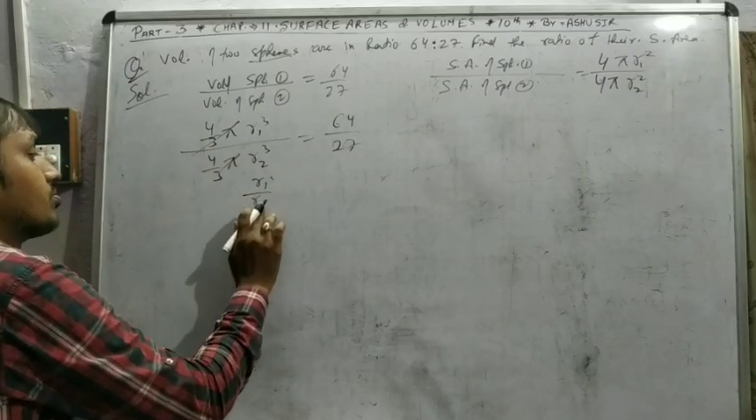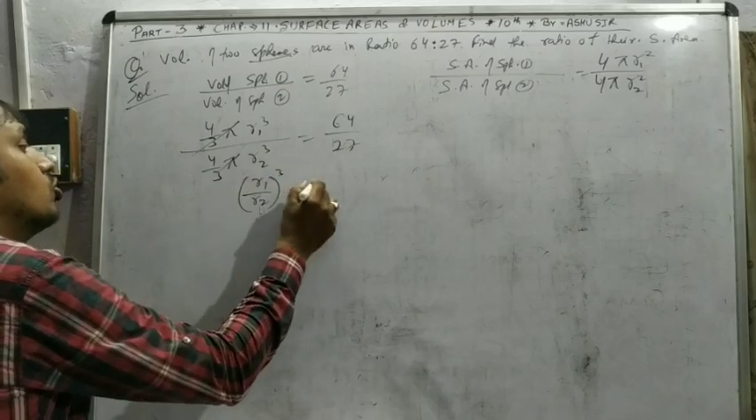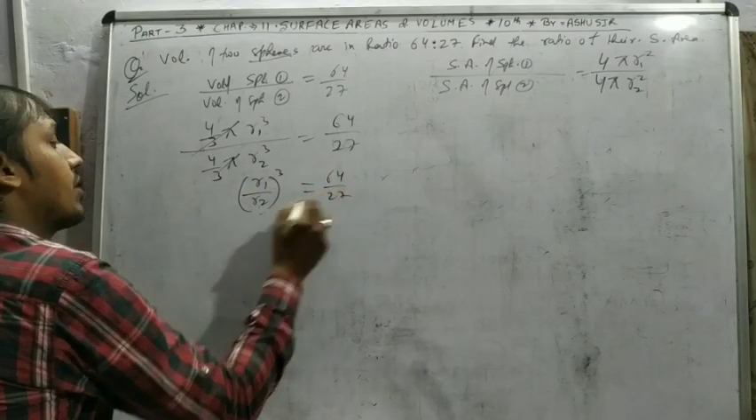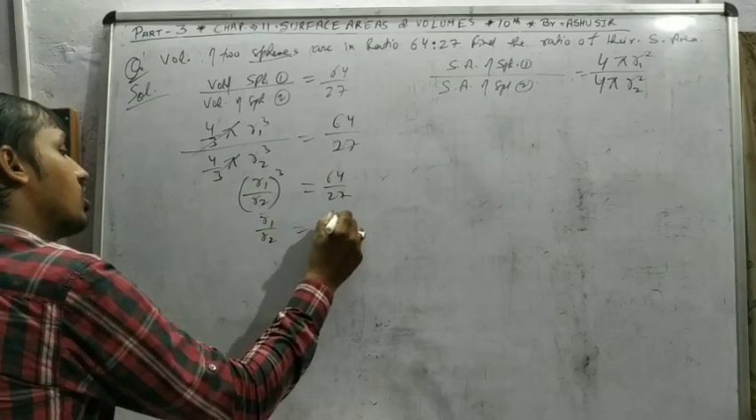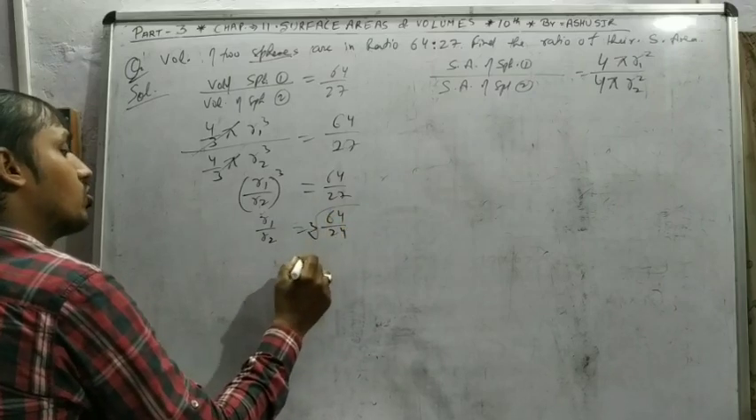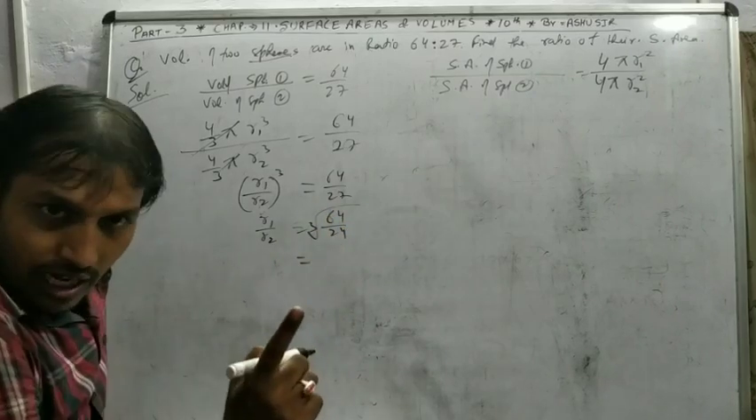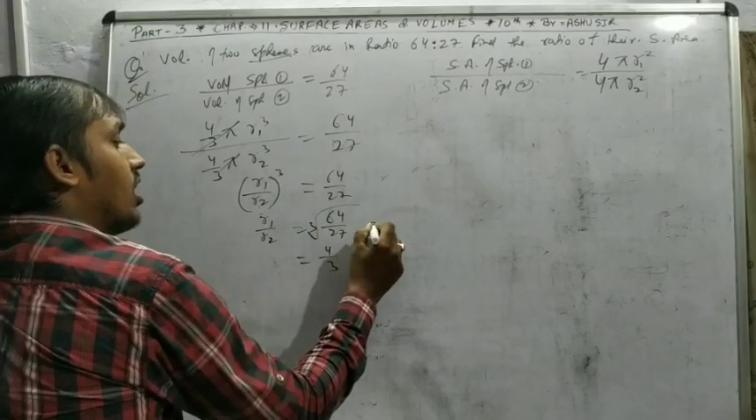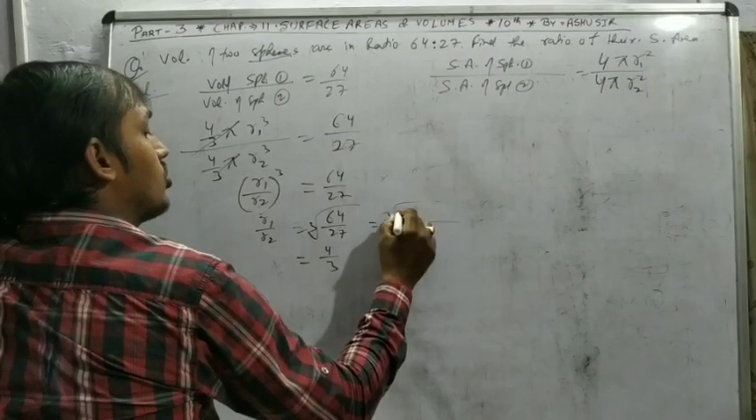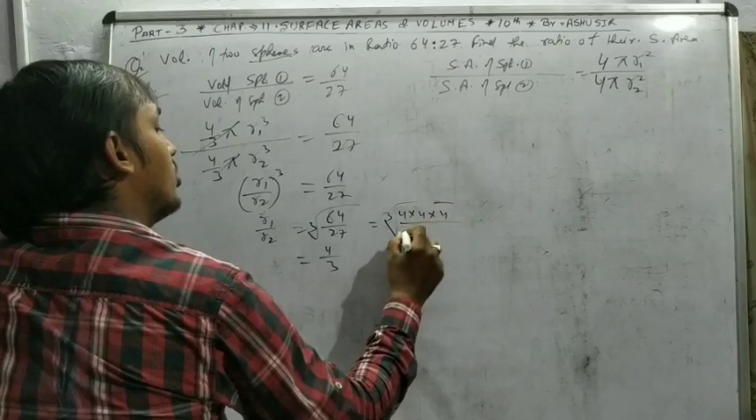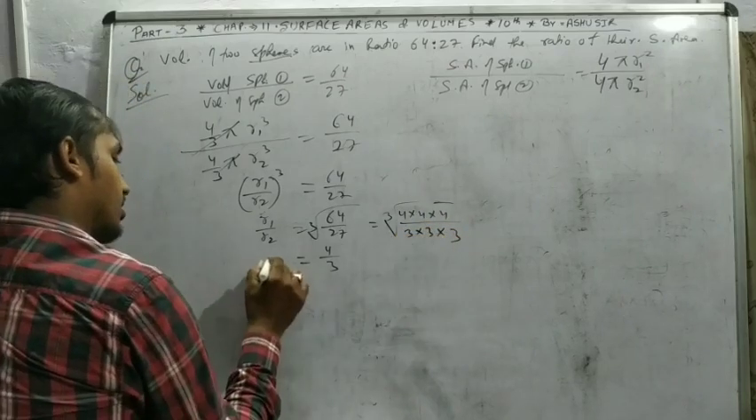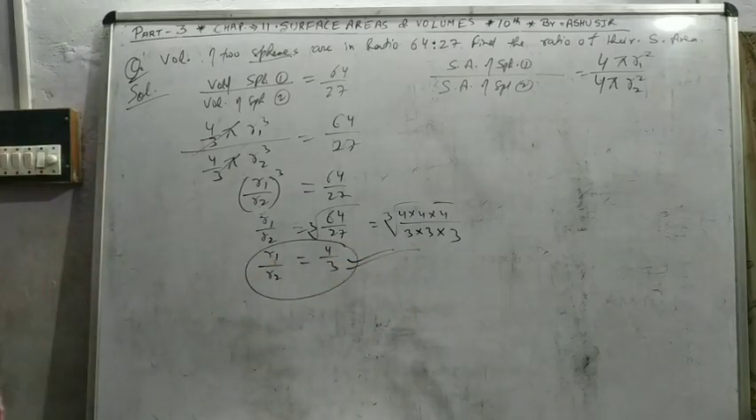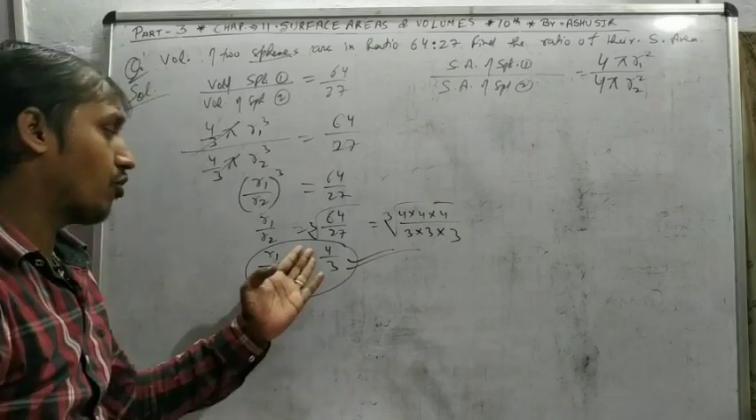R1 by R2 whole cube. Both have the same power, so we can use the whole power 3. R1 by R2 is equal to the cube root of 64/27. The cube root of 64 you can take directly, or 4 into 4 into 4, 3 into 3 into 3, so 4 by 3. Means the ratio of their radii is 4:3. If the question asks the ratio of the radii, it is 4:3.